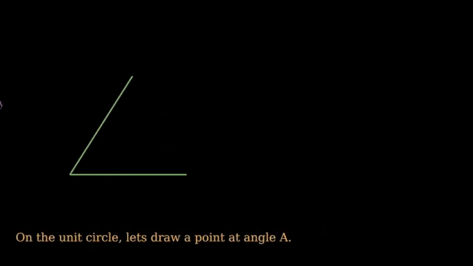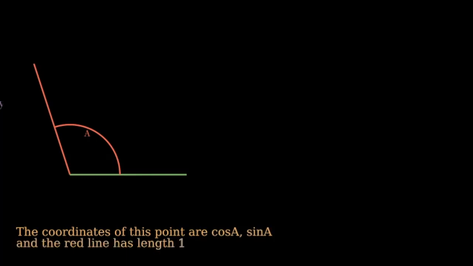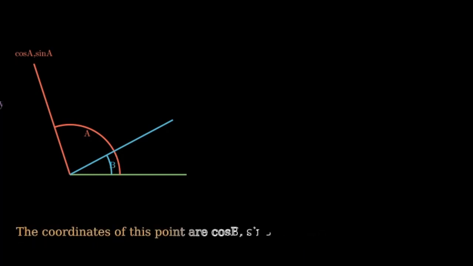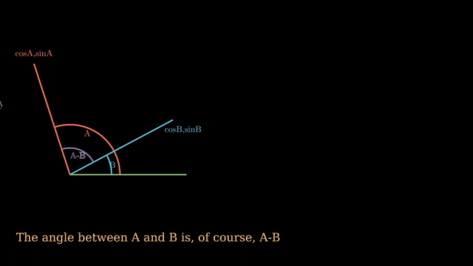On the unit circle, let's draw a point at angle A. The coordinates of this point are cos A and sine A, and the red line has length 1. Let's draw another point at angle B. The coordinates of this point are cos B and sine B, and the blue line is also the radius, and since it's a unit circle, that too has unit length. The angle between A and B is, of course, A minus B.